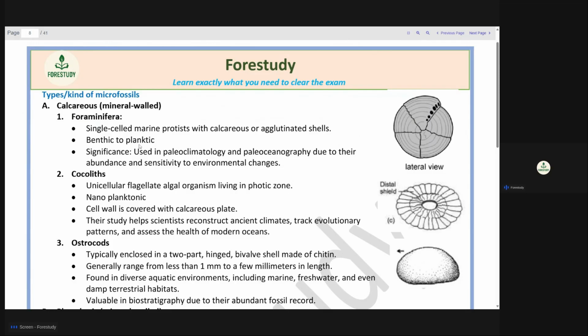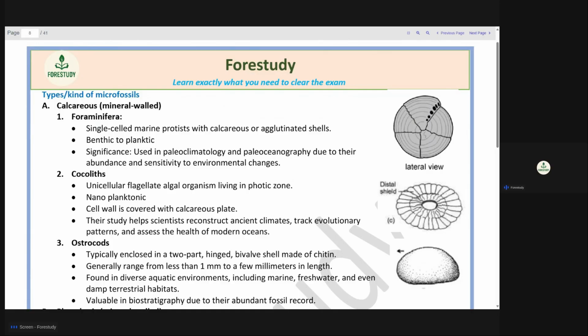Both can be found, benthic and planktic, and the benthic and planktic ratios are very important to understand the paleobathymetry. Paleobathymetry means the old depth of the ocean at which the different organisms were found, that is, the paleo depths of the ocean. It is a very good indicator. Benthic to planktic ratios in some areas will give you an idea of the paleobathymetry of the area. Then significance: they are used in paleoclimatology and paleoceanography due to their abundance and sensitivity to environmental changes.